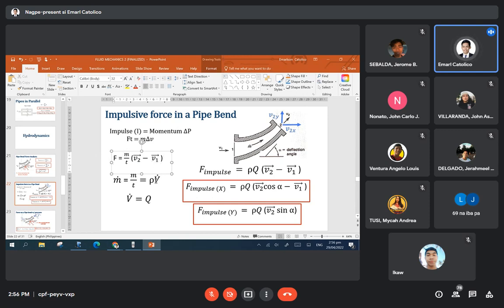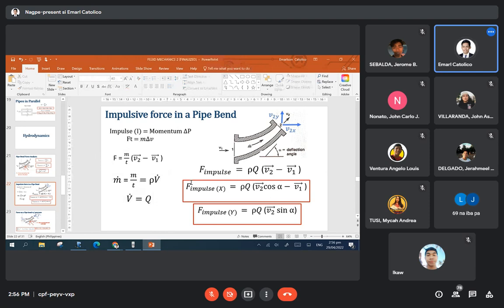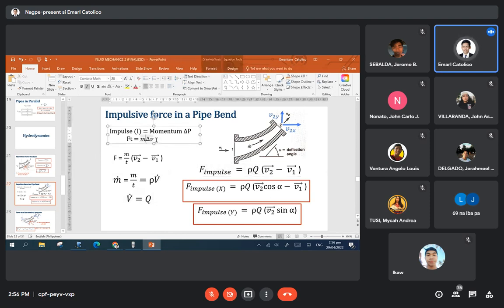Yung M mo, pwede mo siyang i-write in terms of yung mass flow rate. Pwede mo siyang i-write as density times volume flow rate. For volume flow rate, ang simbolo natin ay Q. Kaya dyan nakuha yung formula ng impulse. Mass times delta V divided by time. Okay? So density times Q, V2 minus V1.